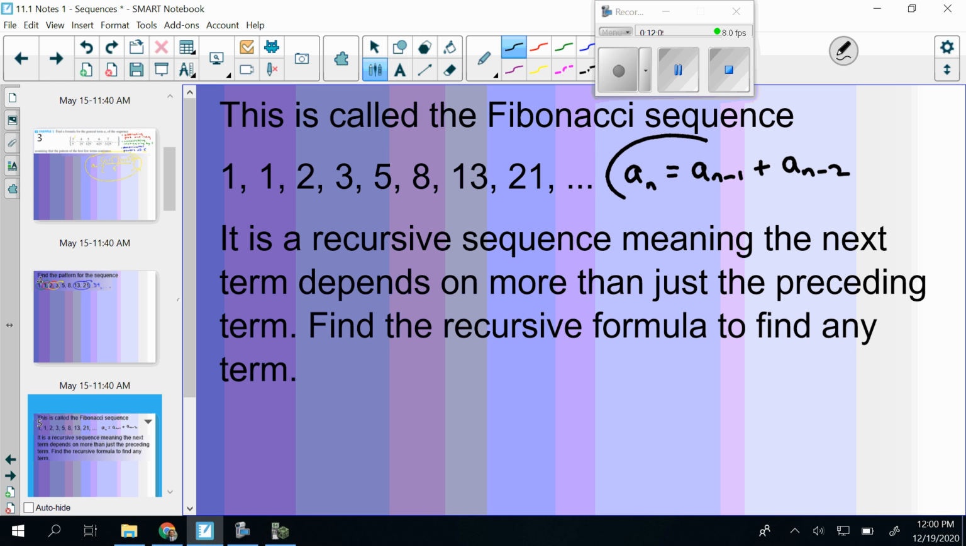So that's what a recursive formula looks like. It means your next term depends on ones that precede it. So when you're writing out a recursive formula, don't be surprised to see that you have multiple terms in here that are in that sequence.